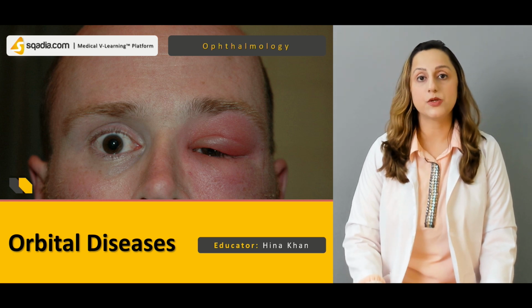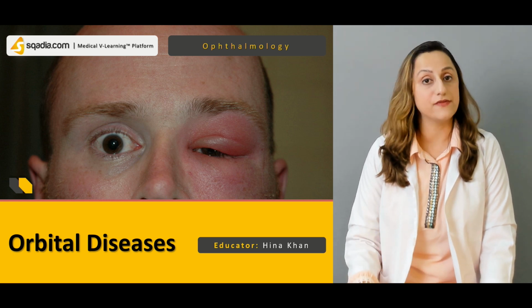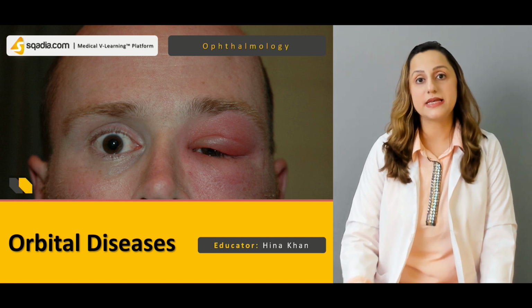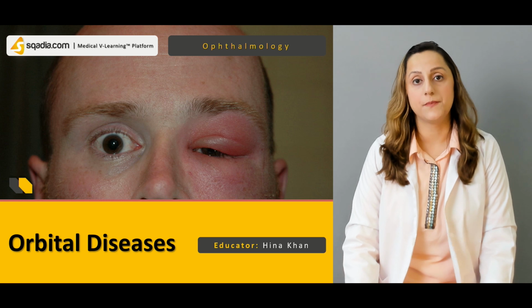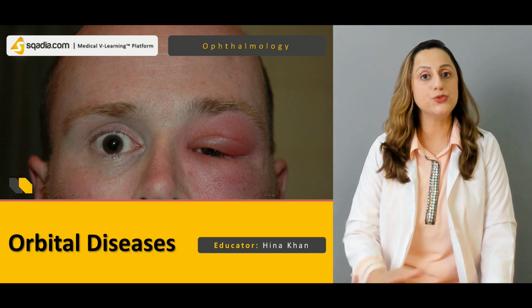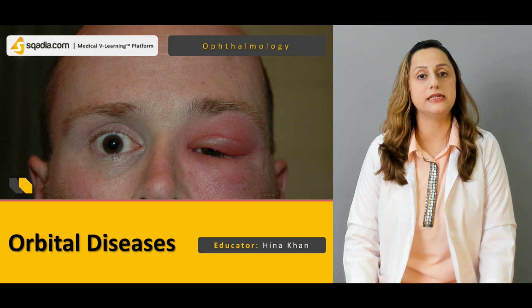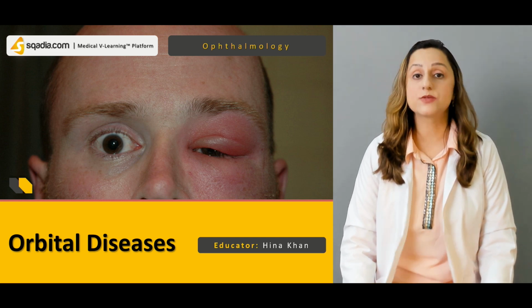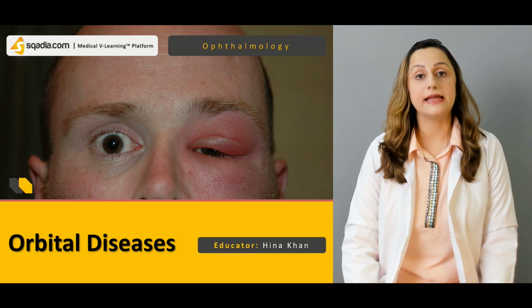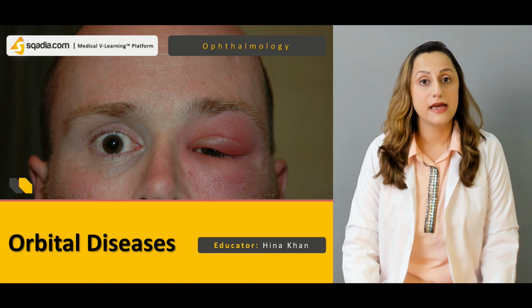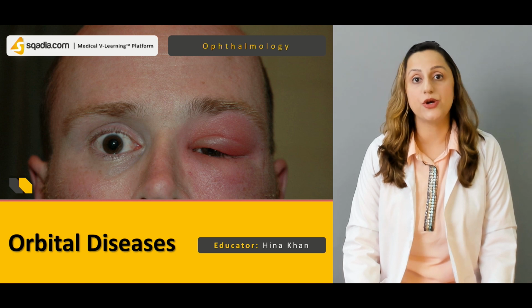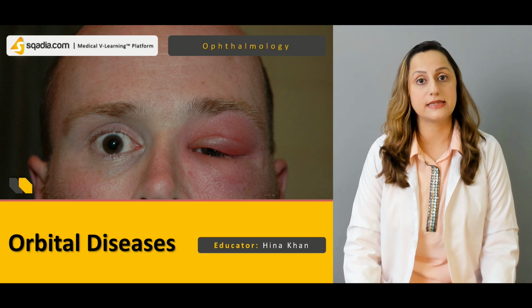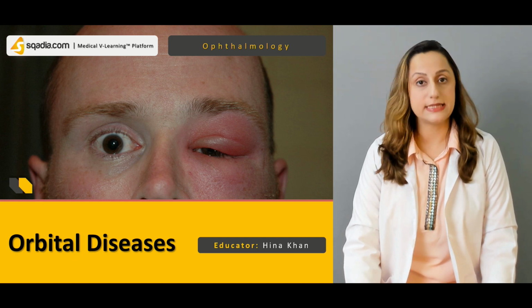On the other hand, we have communications with the nasal cavity through the nasolacrimal duct. So infections can travel vice versa, either from the orbital cavity to the nasal cavity or from the nasal cavity to the orbital cavity quite easily. You also have to keep in mind that the paranasal sinuses communicate with the orbital cavity. We have to keep that in mind when we are discussing the different sorts of orbital diseases.